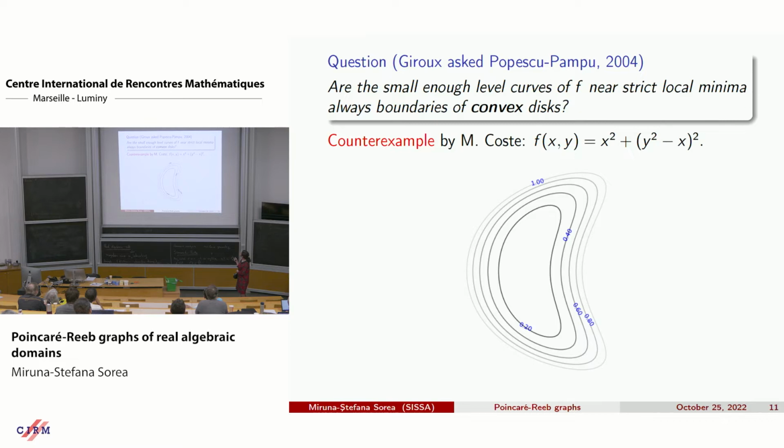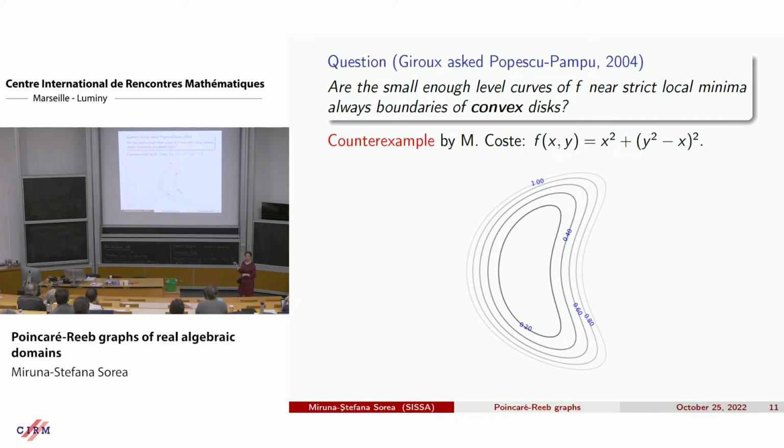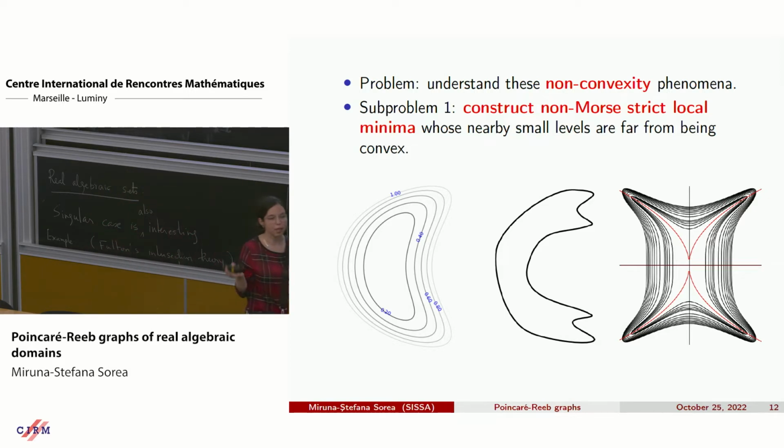This polynomial here has a non-Morse strict local minimum at the origin, so a degenerate minimum, and its level curves will never become convex when they approach the origin here. These are some of the levels. So it turns out that there are interesting shapes that one can find, and this is the research problem I want to talk about today, about understanding these non-convexity phenomena. That's my general goal.